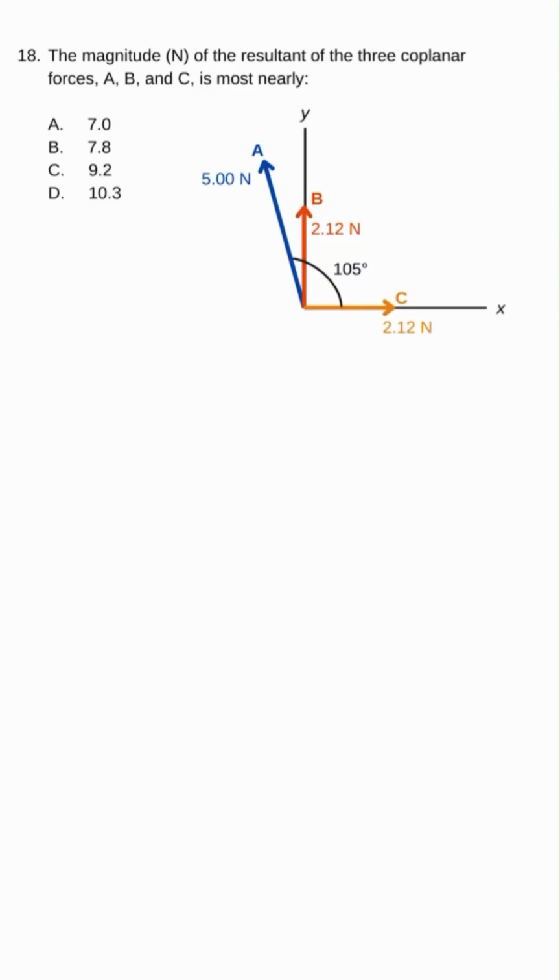Can you solve this problem before I do? FE practice problem number 18 wants us to find the resultant of three coplanar forces. So if you remember from class, in order to do this, we need to add up the x and y components of each of these forces.